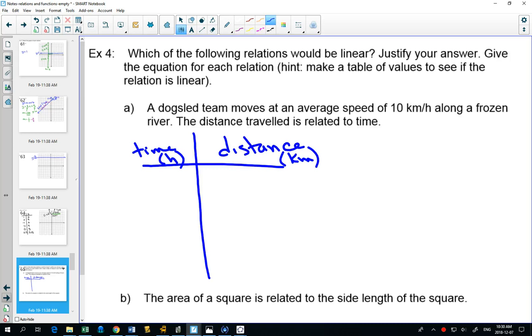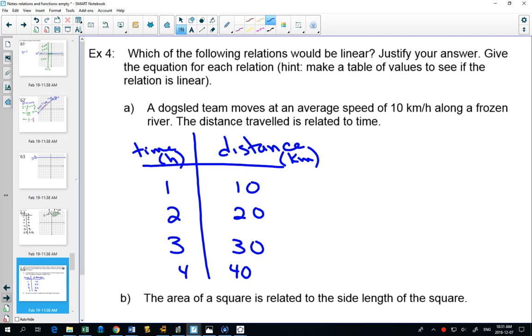What would one point be on this graph? Claire? If you went 1 hour and you're going 10 kilometers per hour, you would have gone 10 kilometers. Can we do another point? 2 and 20. Someone said 3 and 30. 4 and 50.